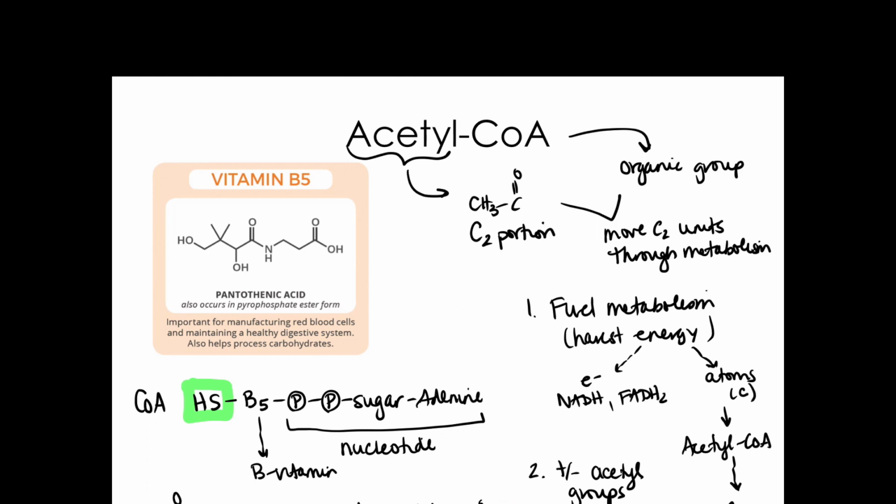So we are saving the energy of these 2 carbon pieces that we've obtained through metabolism by creating this high energy thioester bond. So again, highlighting that when we undergo fuel metabolism and we harvest energy, we are basically going to be taking the electrons and they're going to go to these 2 B vitamins, and we're going to be taking the atoms and they go to this other B vitamin, vitamin B5. Those 2 carbon atoms eventually become carbon dioxide as we go through processes like the citric acid cycle. So this is going to be the main focus of what we're going to talk about.